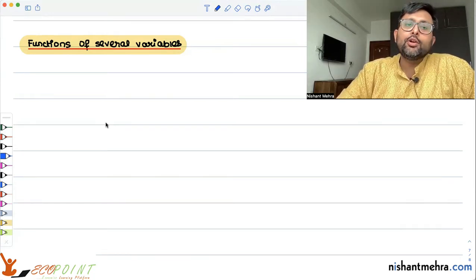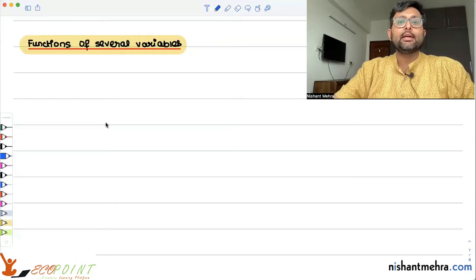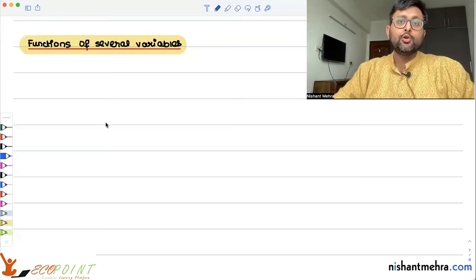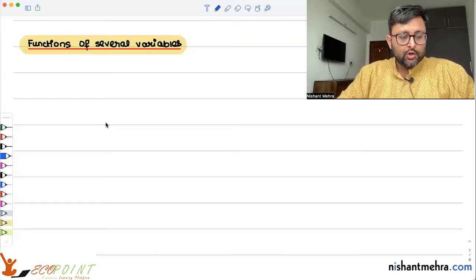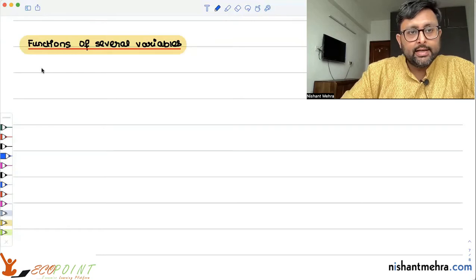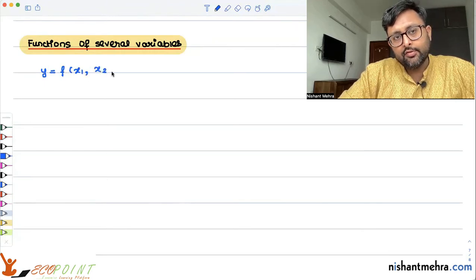And we are also interested in the trade-offs among these variables so that we are able to maximize the production, so that we are able to minimize cost, so that we are able to maximize utility, right? So we're going to look at functions like this, where y is a function of several variables.